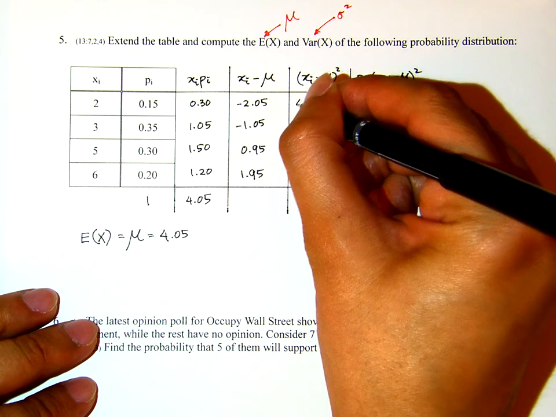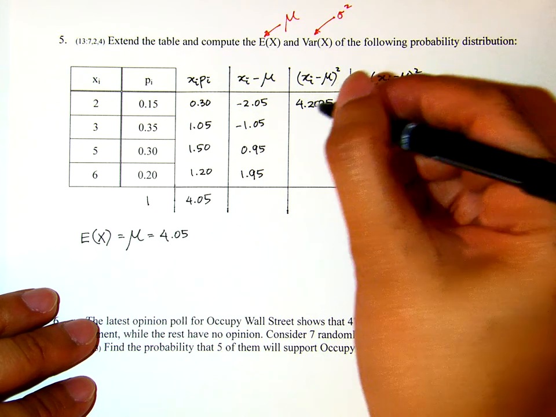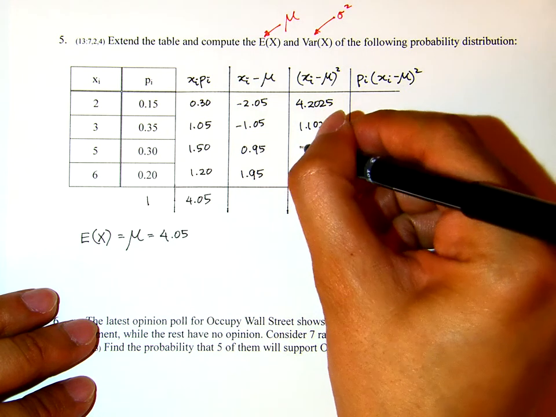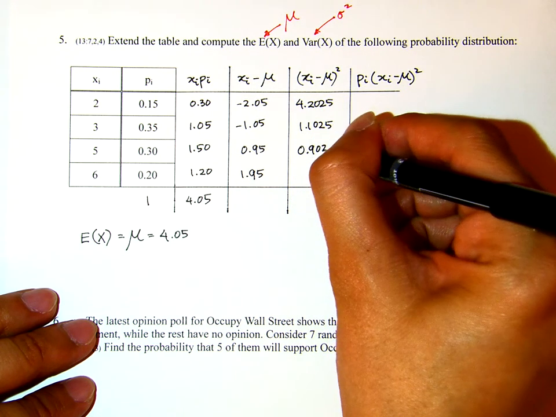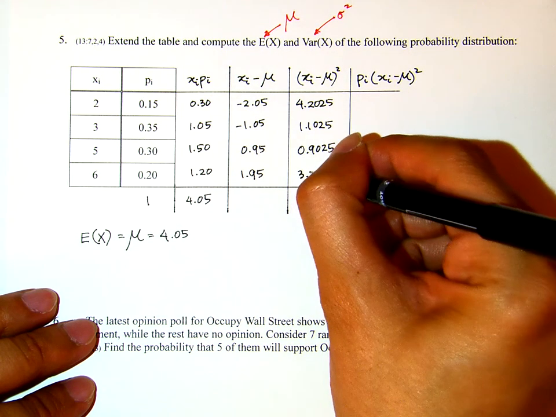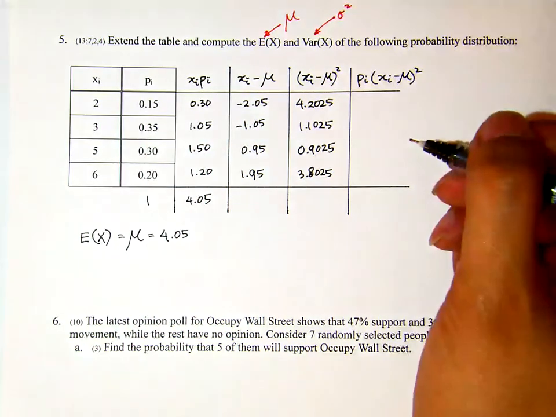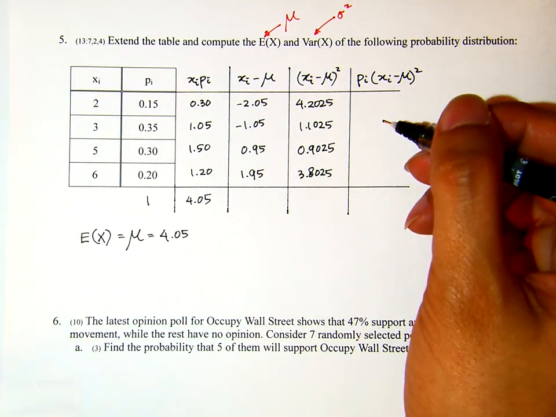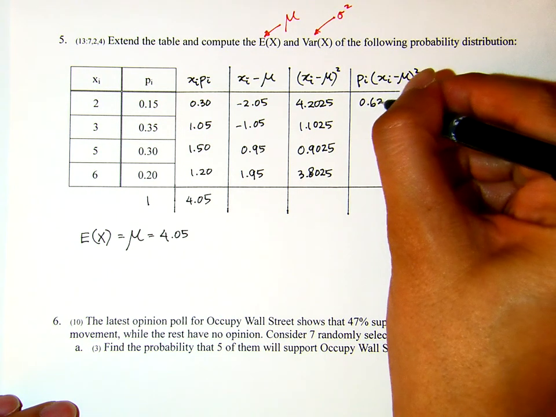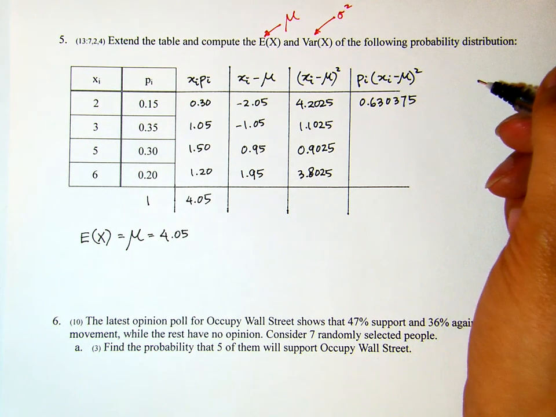When I square it, I get 4.2025. 1.05 being squared is 1.1025, and this will be 0.9025, and then this is 3.8025. Basically I square each one of them here, and then in the next column I will multiply by the corresponding probability. That will be 0.630375. Now notice that I round to 6 decimal places here.